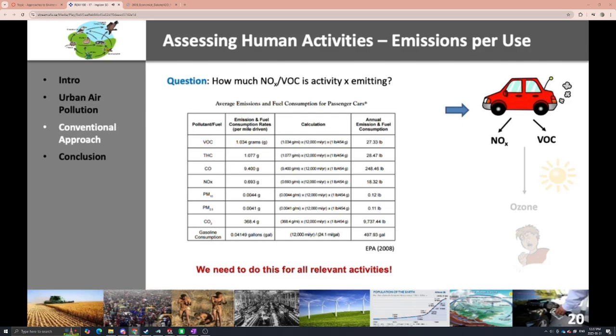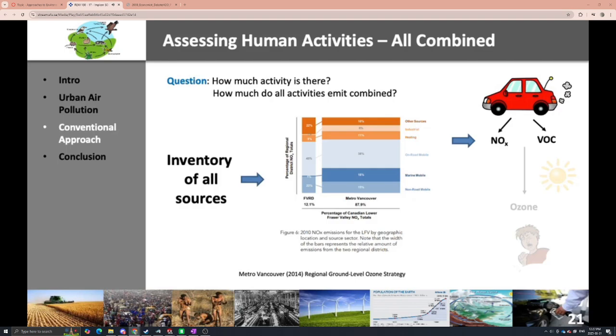Now, this is just for cars, but we actually need to do this for every type of human activity that emits NOx and VOCs so that we get a good handle on the total amount of emissions. What you see in this chart are the NOx emissions in the Canadian part of the Lower Fraser Valley, divided up into different sources. This is what the different colors show, and also by geographic region. The wider column on the right are emissions from Metro Vancouver, which accounts for almost 90%, and the column on the left represents the emissions from the Fraser Valley Regional District.